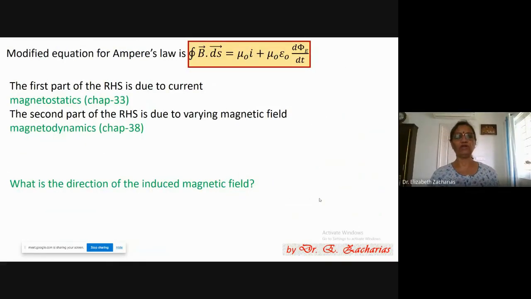So what we will now do is modify Ampere's law and write a new Ampere's law incorporating both the ideas. We write one equation. Mu naught I comes from chapter number 33 and this comes from chapter number 38. So put both the fellows there. And this equation is called the modified Ampere's law. The first part talks about magnetic field contribution from current. The second part talks about magnetic field due to a changing electric flux.